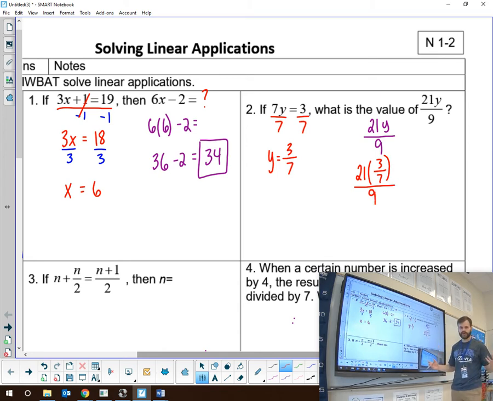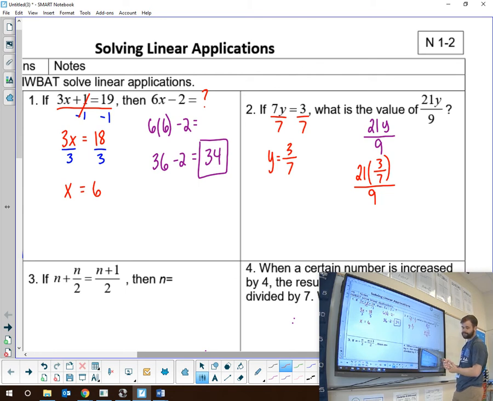Holy cow, what are you doing to us, Mr. Martin? This is crazy talk. We have fractions inside of fractions. Well, don't panic just yet. We can simplify the top and then divide it by the bottom, okay? So let's go ahead and simplify this a little bit.